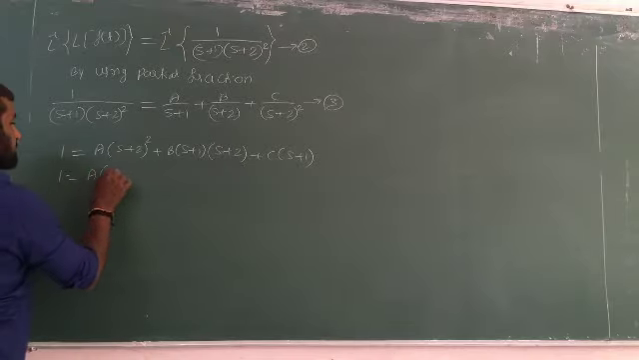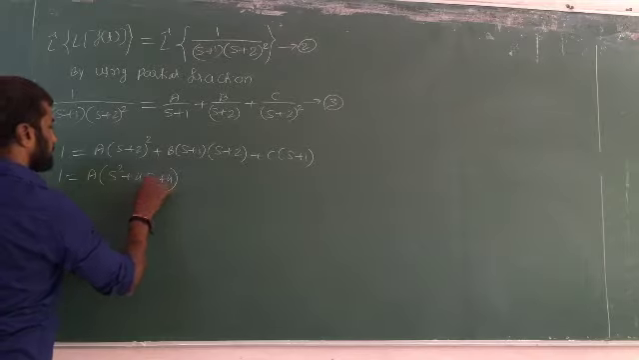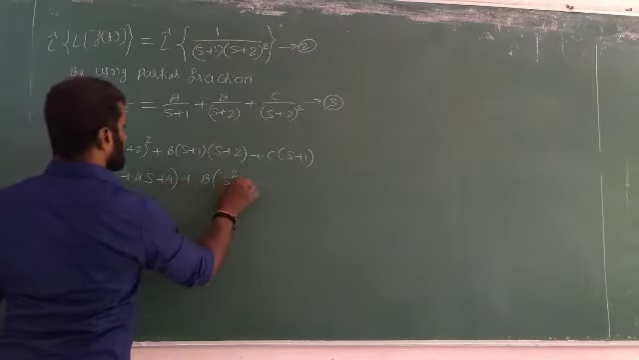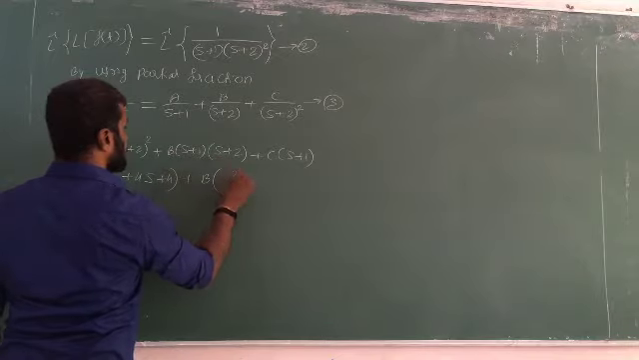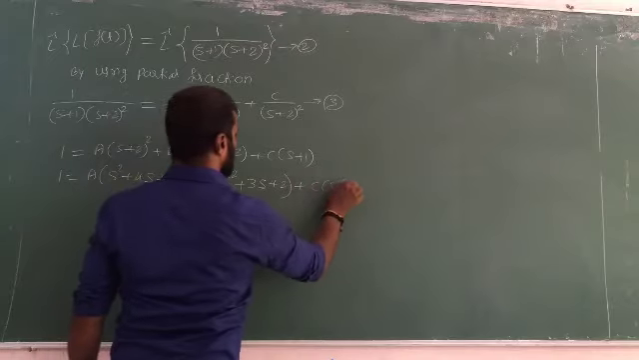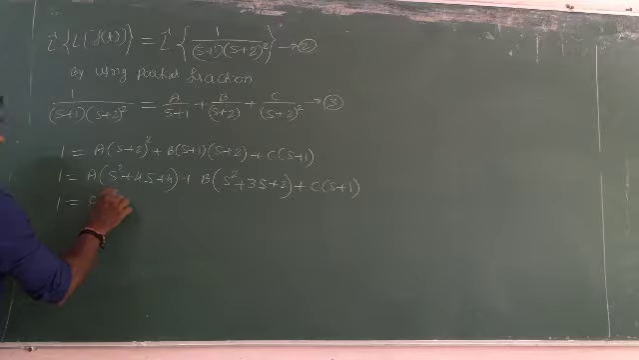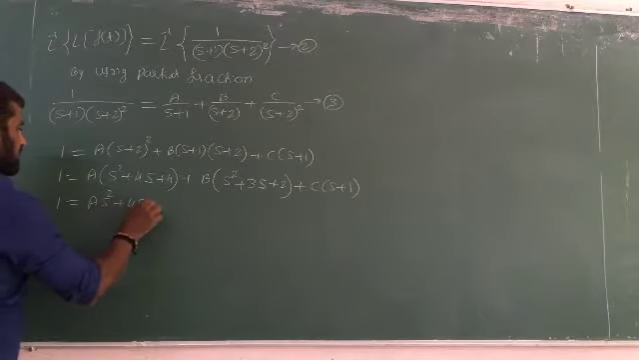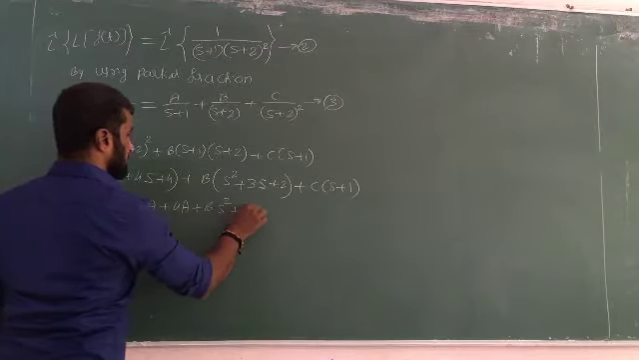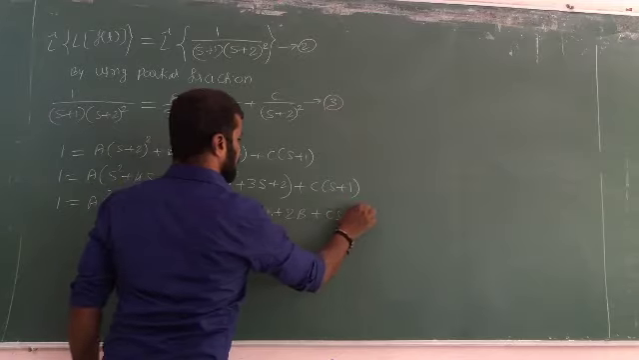So I will complete the square. a(s square plus 4s plus 4) plus b(s square plus 2s plus s, that is s square plus 3s plus 2) plus c(s plus 1). Simplify this: a s square plus 4as plus 4a plus b s square plus 3sb plus 2b plus cs plus c.